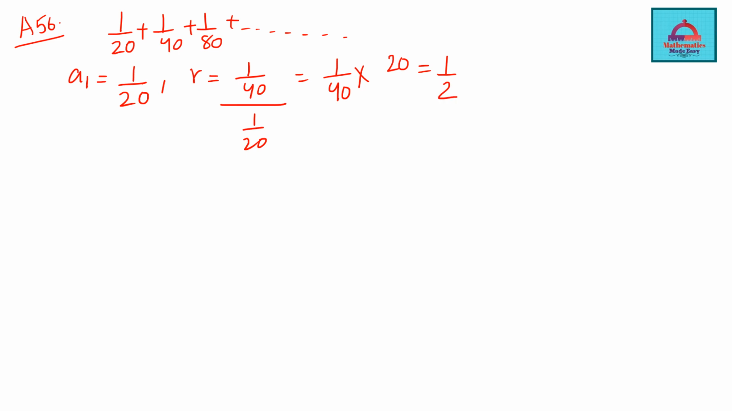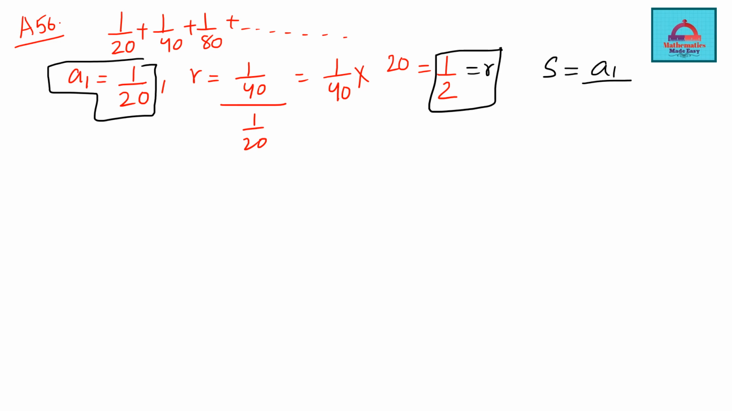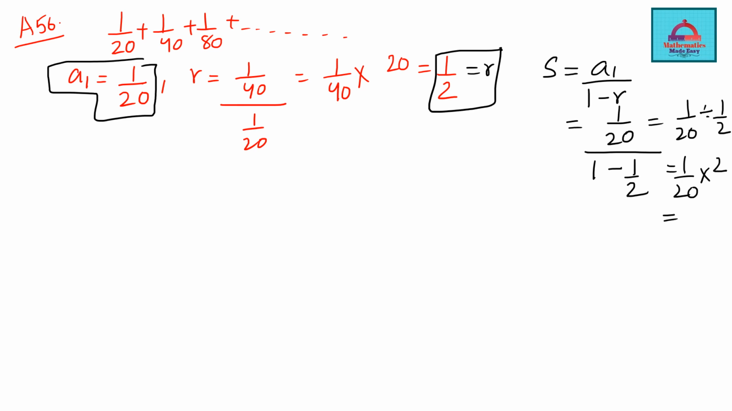So you have got the value of A1, you've got the value of R. This is your R. So once you have A1 and R, what is the formula for sum? I showed you in the last slide, A1 over 1 minus R. So this is going to be 1 by 20 over 1 minus 1 by 2, which is 1 by 20 divided by 1 by 2, which is equal to 1 by 20 multiplied by 2, or 1 by 10. So what is the answer for this question? Answer 56: the final answer is, the sum is 1 over 10.